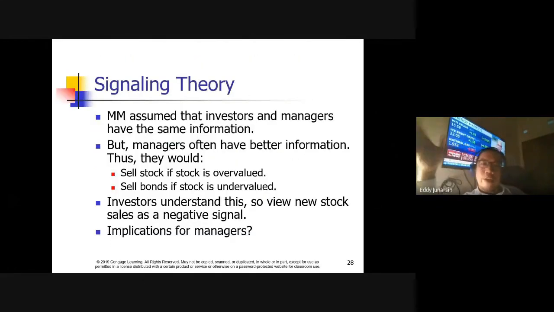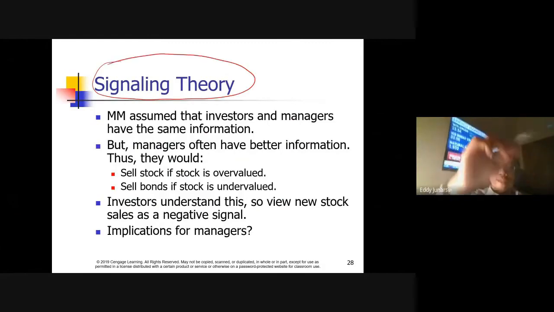Okay, now signaling theory, right? Signaling theory. This is always interesting, right? We also saw the signaling theory in the dividend policy discussion, right? That it conveys a signal, right? Your action conveys a signal.